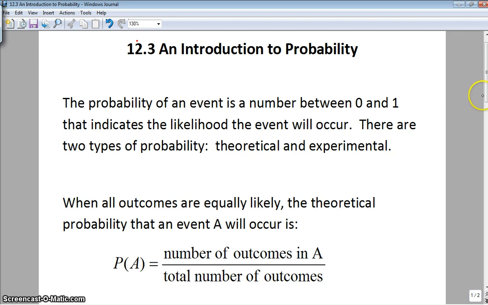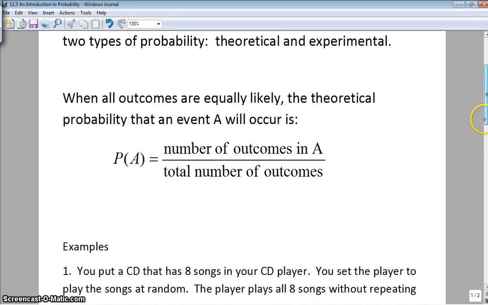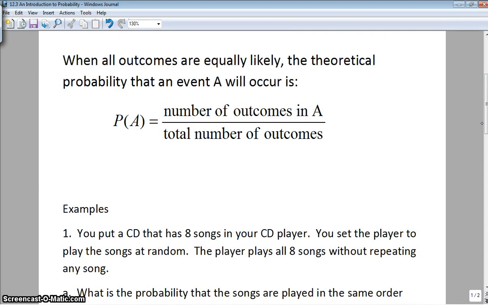There are two types of probability. There is theoretical, which we are going to talk about today, and there is experimental, which we will not talk about. We'll also do a little geometric probability. The definition of probability is given, and then also, how do we find probability? When all outcomes are equally likely, then the theoretical probability that an event called A will occur is written as a fraction, the number of favorable outcomes to the total number of possible outcomes.